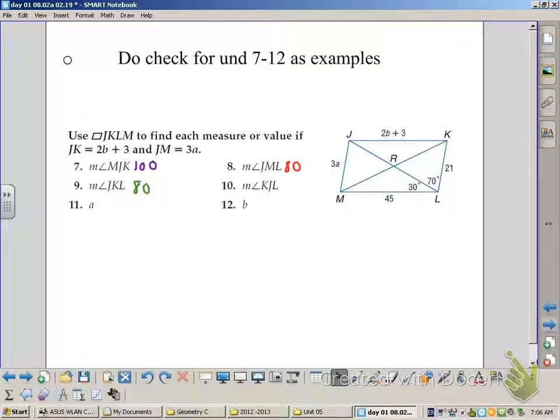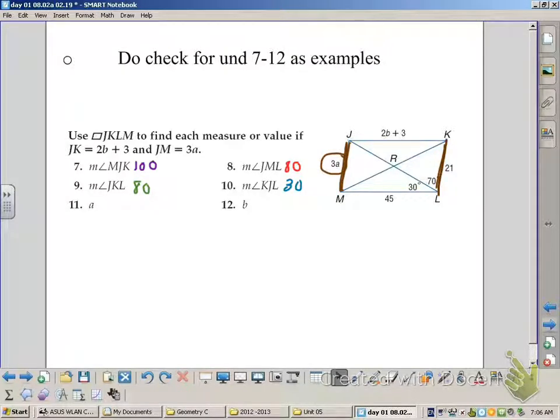Angle KJL. This is like the last question I was asking you before we move to the examples. This one is not an actual angle of the parallelogram, but it's an angle formed by the side of the parallelogram and a transversal. So think about it this way, and think back to Unit 2. We have our alternate interior angles, so our angle KJL should be 30 degrees. All right, now let's look at A for number 11.